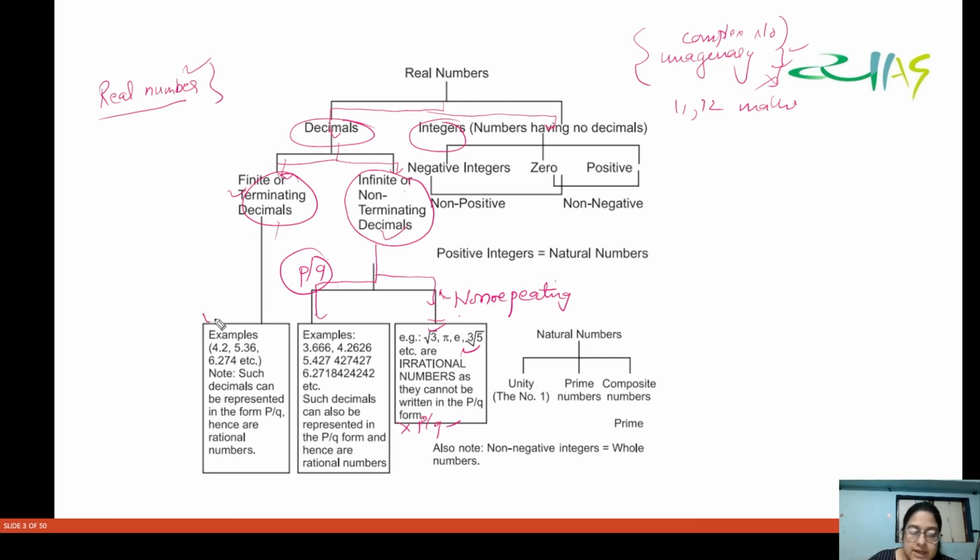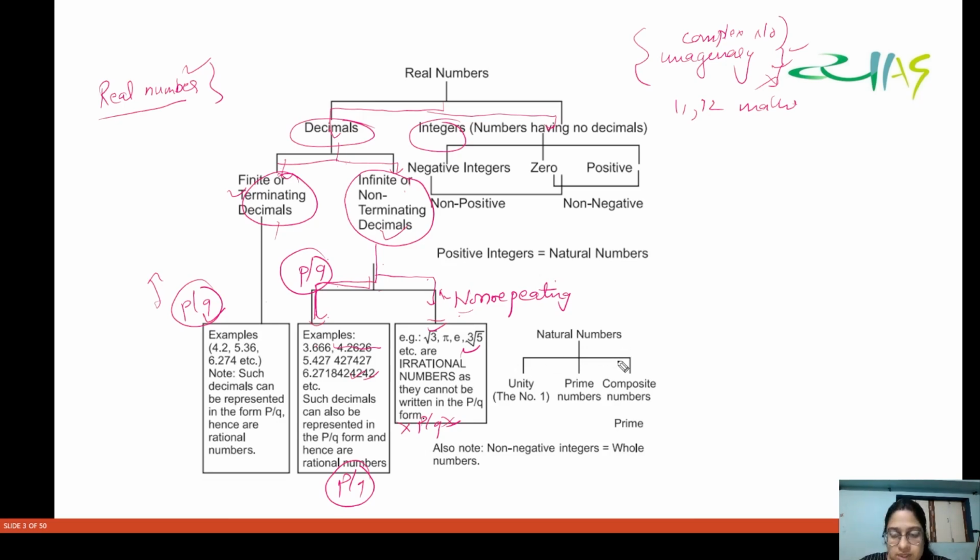So finite and terminating decimals definitely can be expressed in the form of P by Q. And we saw how to express any number given in the decimal format in the form of P by Q in the last class. And then you have infinite or non-terminating decimals. When they are infinite but repeating, they can be represented in the form of P by Q, whether pure or impure. But when they are infinite, non-terminating and non-repeating, they cannot be written in the form of P by Q. Now I hope everybody must be clear with this concept.